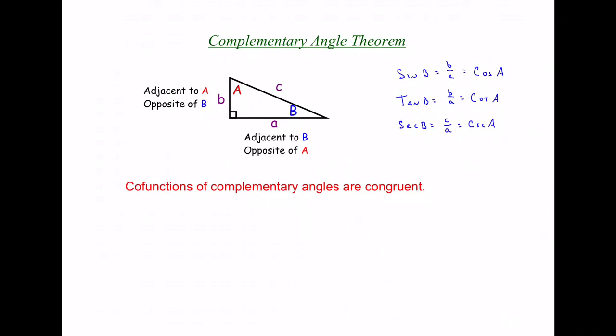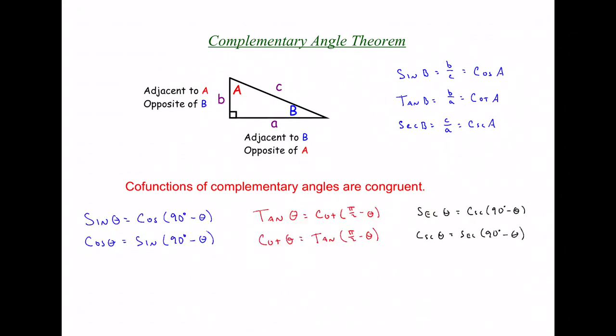These are called our cofunctions. So cofunctions of complementary angles are congruent. So that would look like this. If we have sine of theta, that would be equivalent to cosine of 90 degrees minus theta. Okay, remember A and B add up to 90. So if you take 90 minus A, you'll get B, or 90 minus B, you'll get A. Which is to say the same thing as cosine of theta would also be equal to sine of 90 degrees minus theta. And so this would work with all of your cofunctions: sine, cosine, tangent, cotangent, and secant and cosecant.